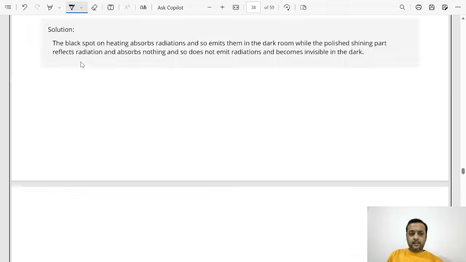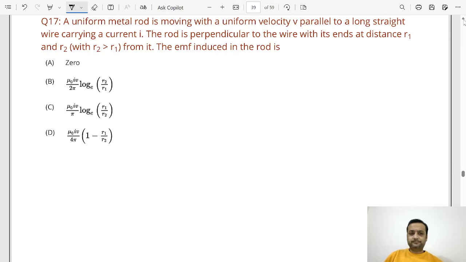All right, now let us see this question here. There's a uniform metal rod which is moving with a uniform velocity v parallel to a long straight wire carrying current I. The rod is perpendicular to the wire and its ends are at distances r1 and r2 from it, r2 more than r1. Find the EMF induced. So this is a question of motional EMF, let us see what is happening here.